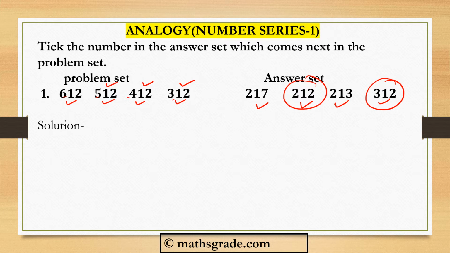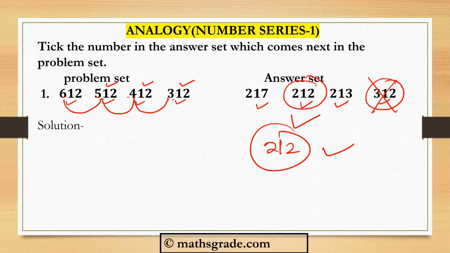The logic is 6 minus 1. We have to subtract 1 from the first place digit. 6 minus 1 is 5, 5 minus 1 is 4, 4 minus 1 is 3, then 3 minus 1 will be 2. So 210 will be wrong, so 212 is the correct number in the number series.